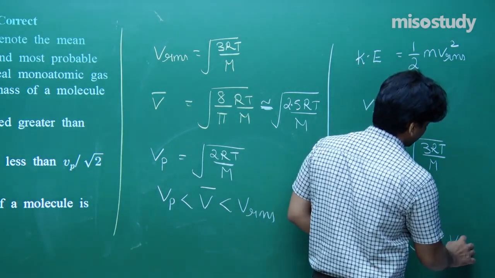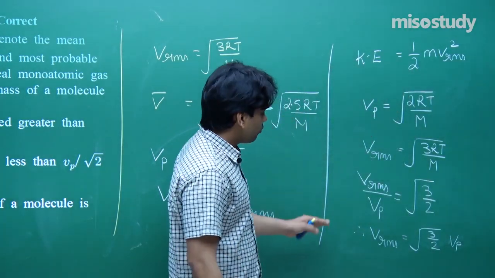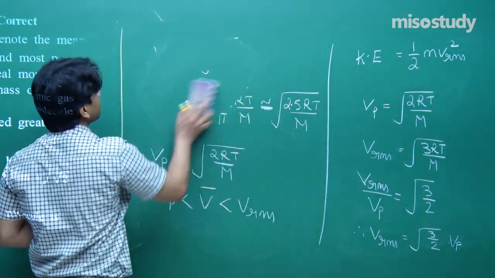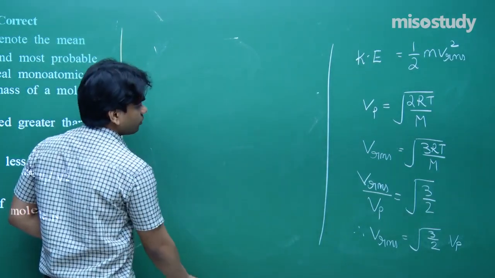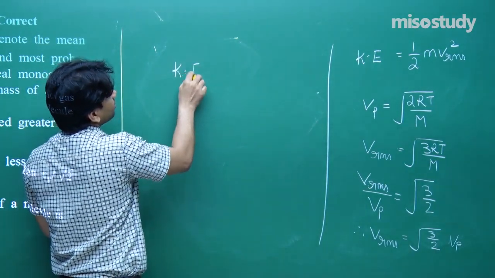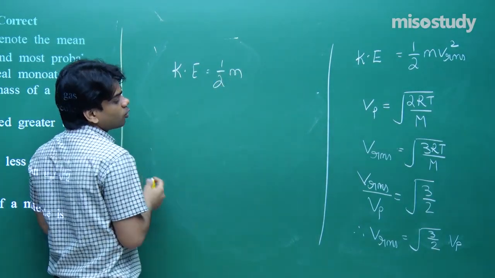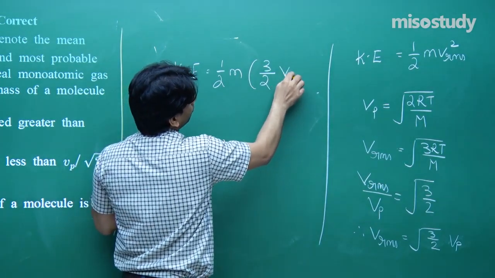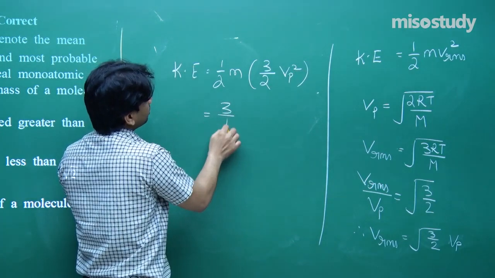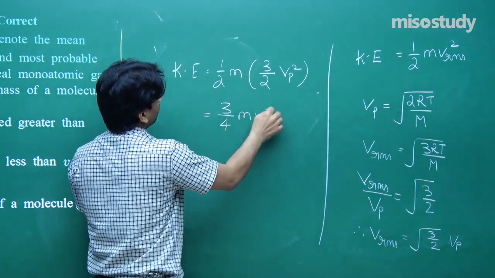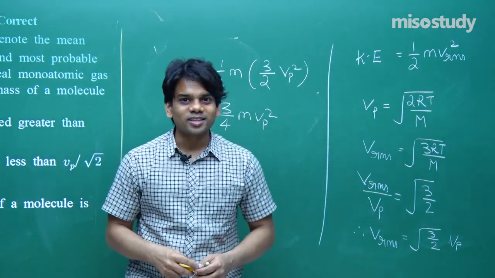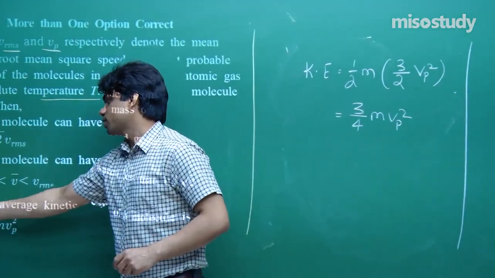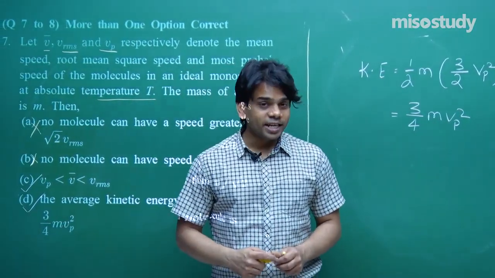That is the formula for VRMS, under root 3 by 2 Vp. Next, if I replace this VRMS in the kinetic energy formula, we get kinetic energy is equal to half m VRMS whole square, that is half m times 3 by 2 Vp whole square. This will turn out to be 3 by 4 m Vp whole square. So in terms of most probable speed also, we denoted the value of kinetic energy of each of the molecules. So the average kinetic energy of a molecule is 3 by 4 mVp whole square. This is also a correct response. C and D are the right responses for this.